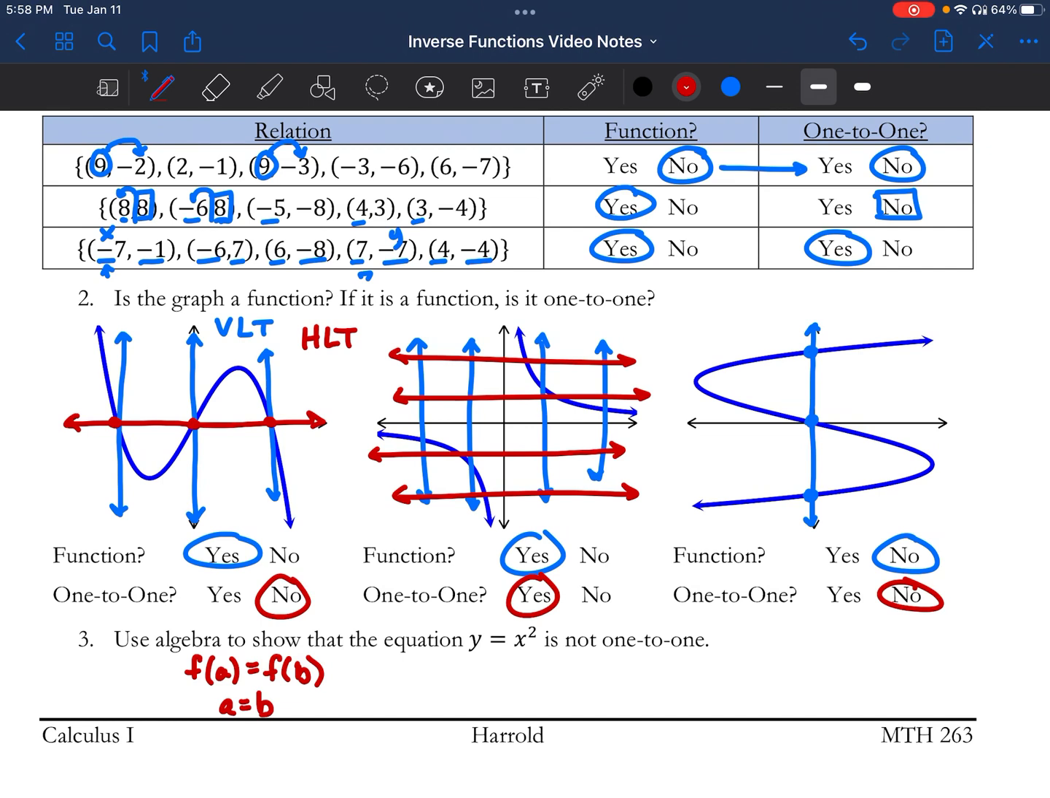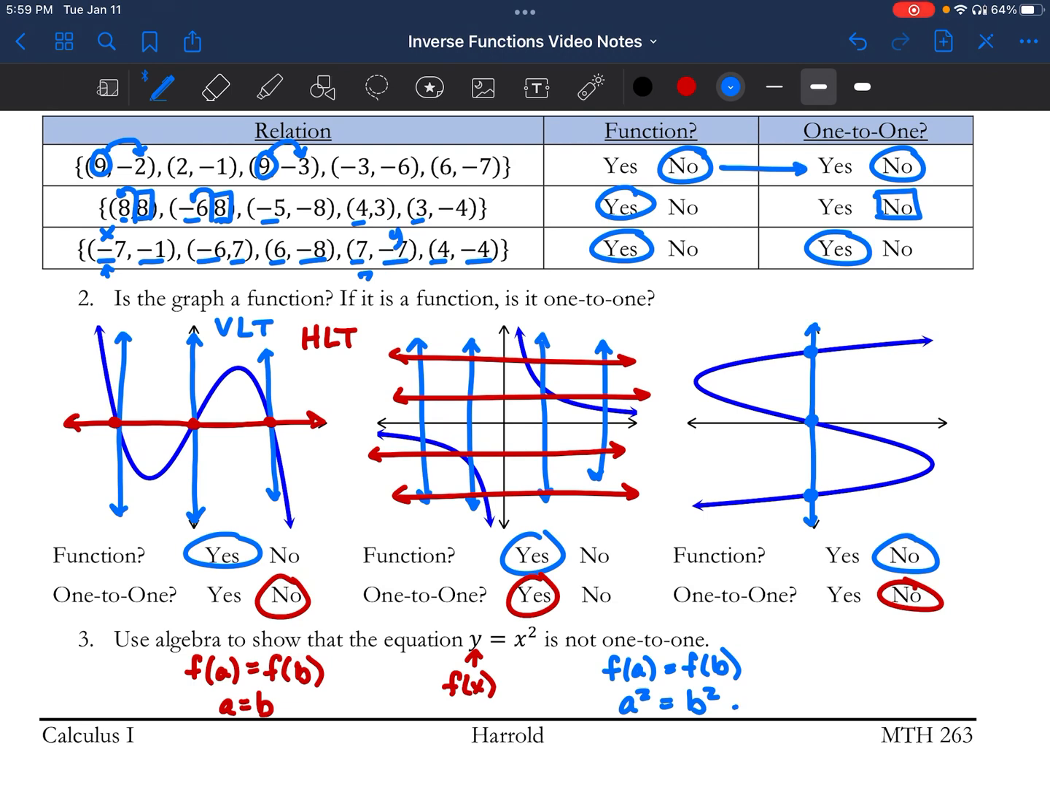So I'm going to treat this y as f of x. And I'm going to start off with that statement of f of a equals f of b. And I'm going to plug it in. So I'm going to do a squared equals b squared. Now, I'm going to solve for one of these variables. Typically, most people just solve for a.